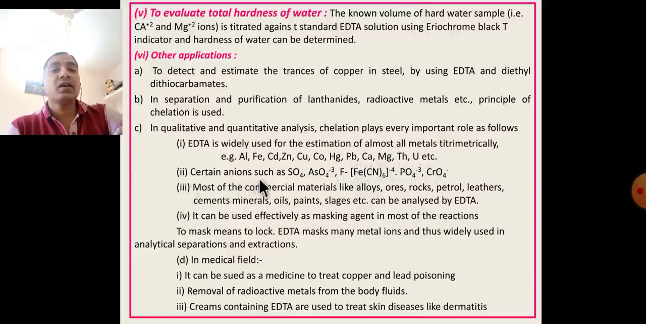Second, certain anions such as sulfate, arsenic oxides, fluorides, hexacyanoferrate, phosphate ion, and chromium tetroxide ion can be separated quantitatively and qualitatively by using EDTA.